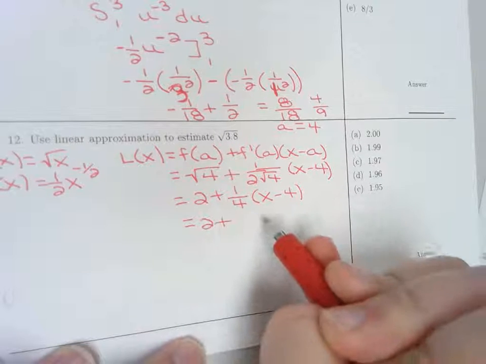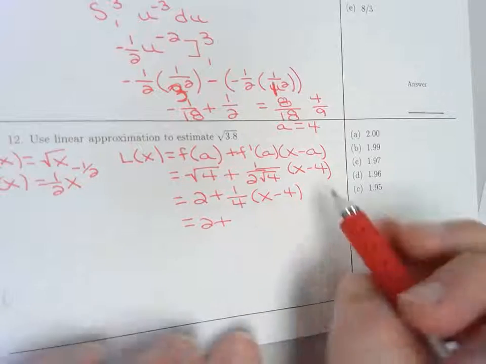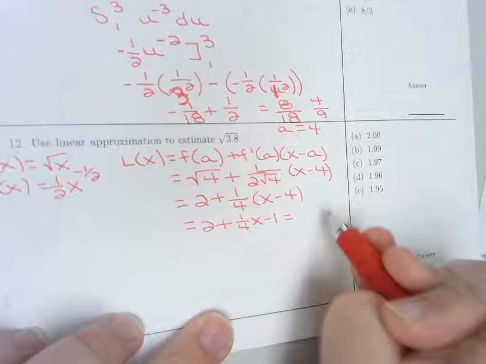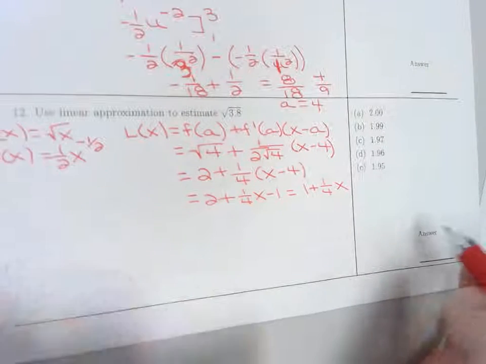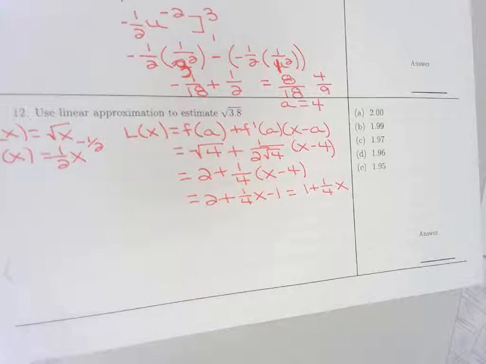Let's simplify this. We get an equation first, and then we'll use that equation to actually approximate what they want me to. So 1/4 x minus 1. So 1 plus 1/4 x is my equation. And I'm going to use that equation to approximate the square root of 3.8.